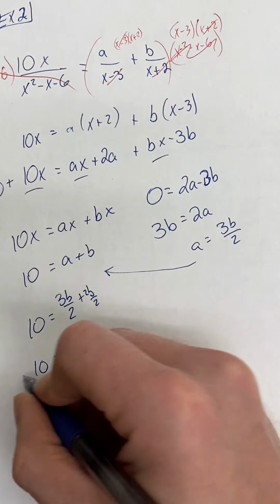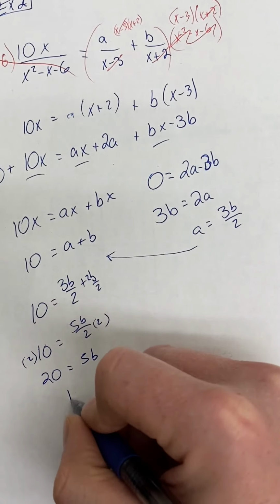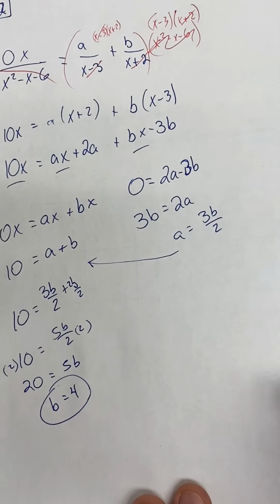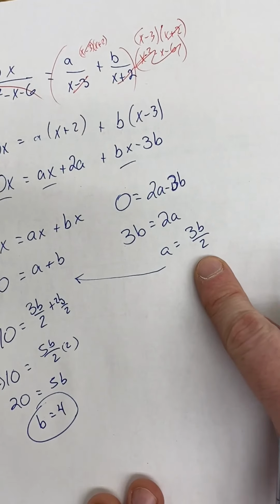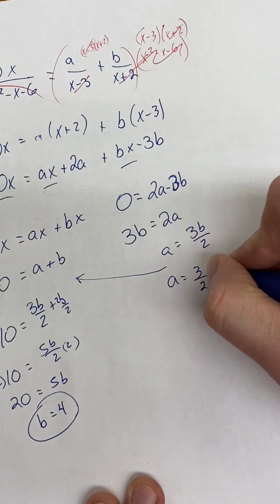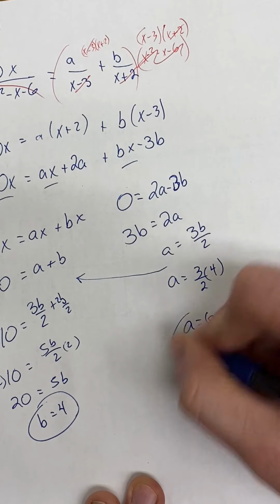Multiply both sides by 2. We'll get 20 equals 5b. So b has to be 4. All right, we've got that concluded. And then a was sort of unfinished over here. We know it's 3/2 b. So let's put in b and see what happens. Well, that's going to give me 6 for a.